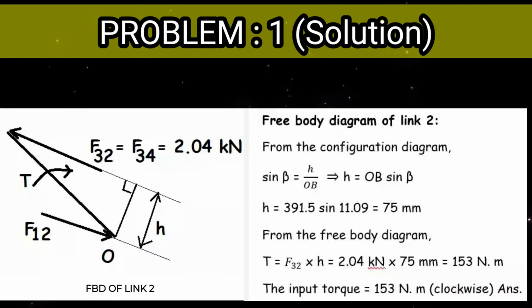Now from the free body diagram of link number 2, we can easily find out the torque acting on link number 2. So torque is equal to F32 into h, that is equal to 153 Newton meter in clockwise direction, which is the answer.